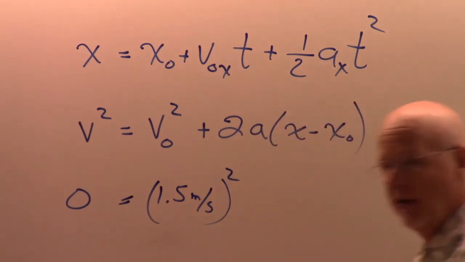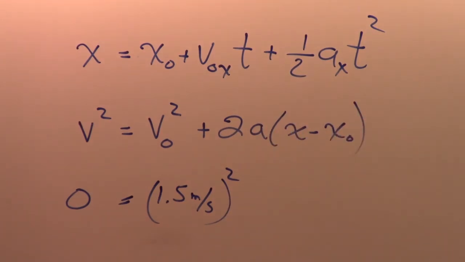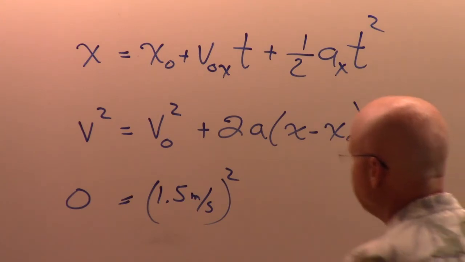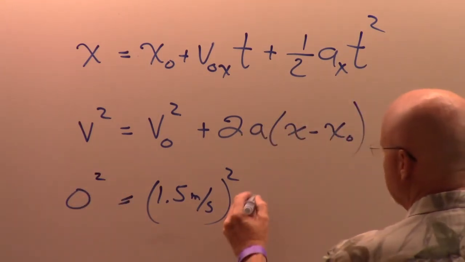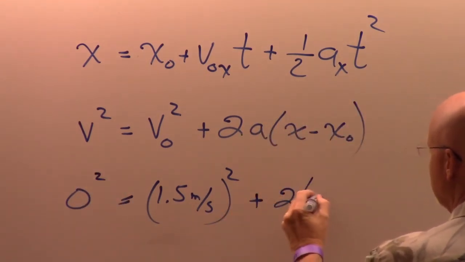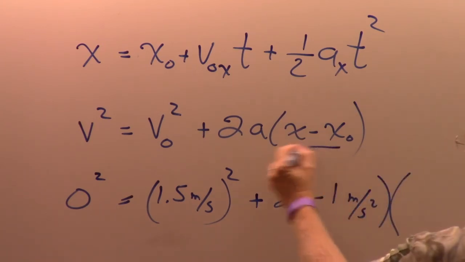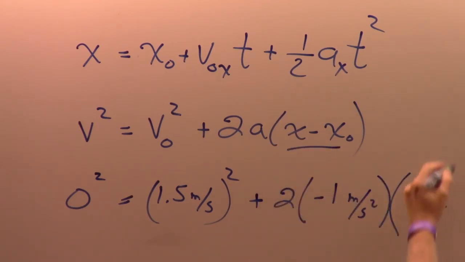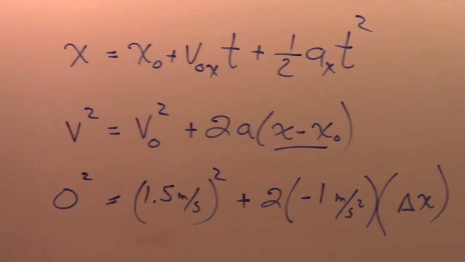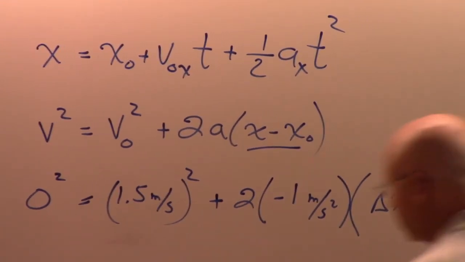And the key to this problem is indirectly they are telling us the final speed, because it says how far will the mower go before it stops. So they're telling us a final speed of 0. And so then this is 2, and this is -1 meter per second squared. And this I'm just going to write as delta x. That's what they're looking for. How far did it go?